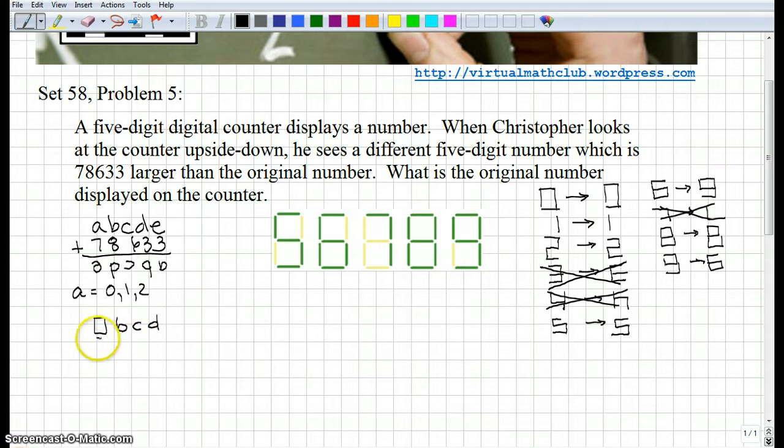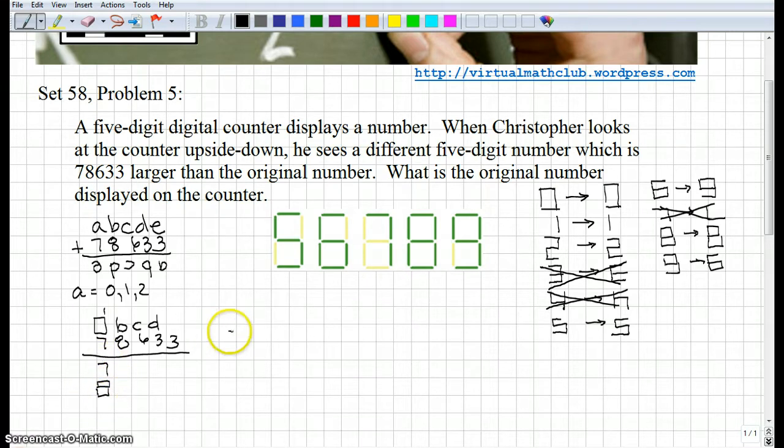I'm going to leave E for now. 7, 8, 6, 3, 3. Okay, so we're going to add this. All right. The other thing we don't know is that when we add B and 8, it's very possible that we could have a carry, right? We could have a carry that would add to it. So the possibility here is when we add 0 and 7 is that we get 7 or 8. Okay?